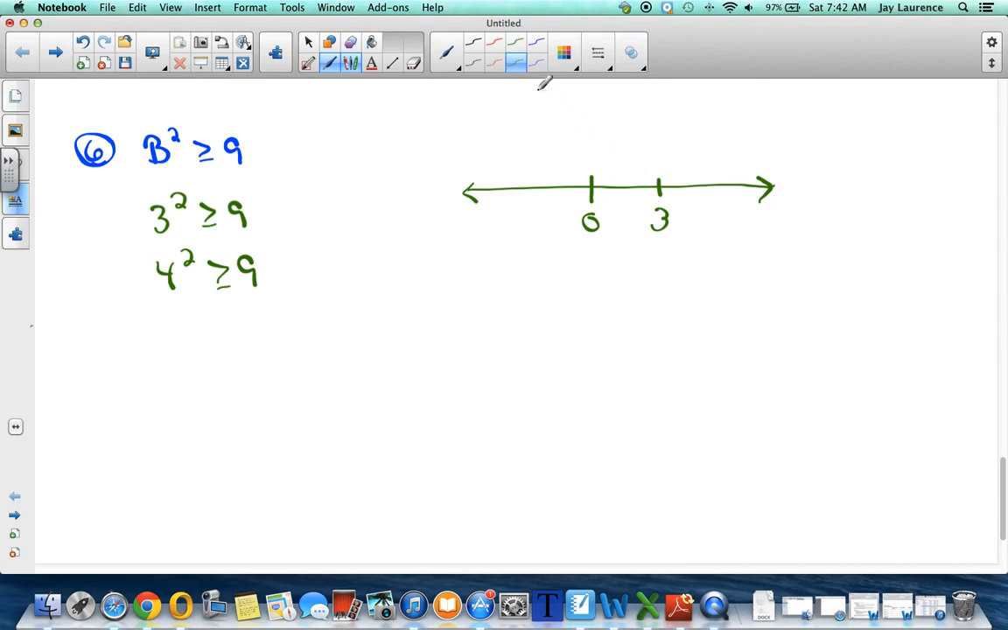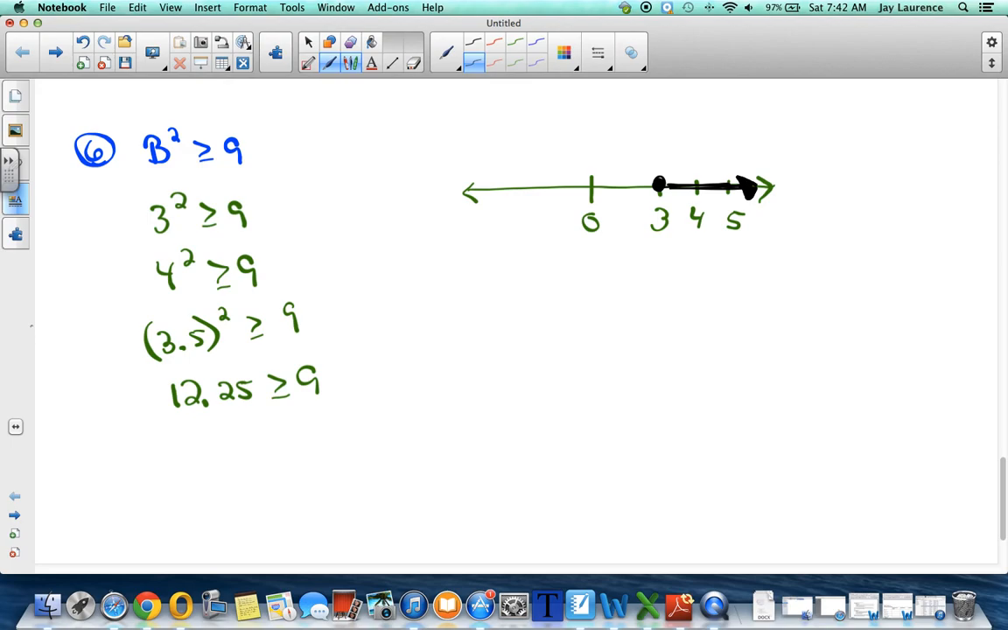So 3, 4, 5, all those numbers in between. 3.5 squared, sure it is. Okay, if you remember my squaring numbers that end in 5 trick, this would just be 12 and 1 quarter, which is greater than or equal to 9. Okay, so the decimals are going to be included, the fractions from 3 and up. So my number line solution is going to look like this. I'm going to have a point here, and I'm going to go like that.